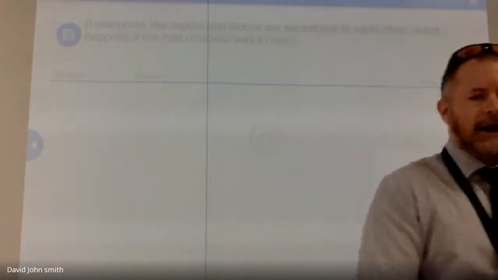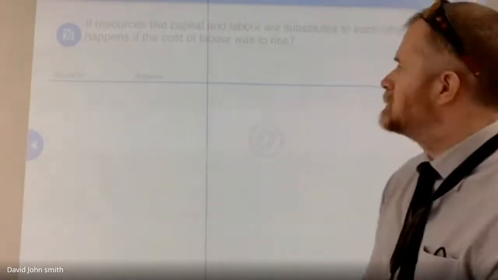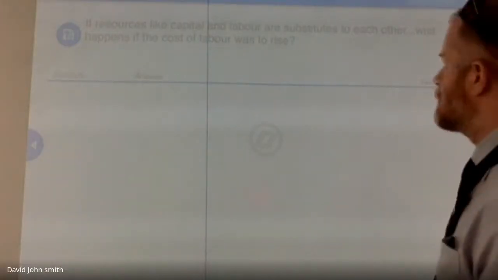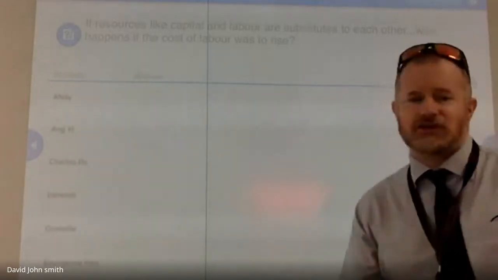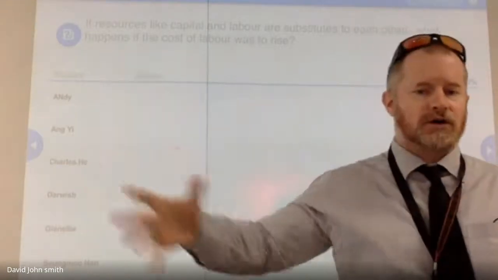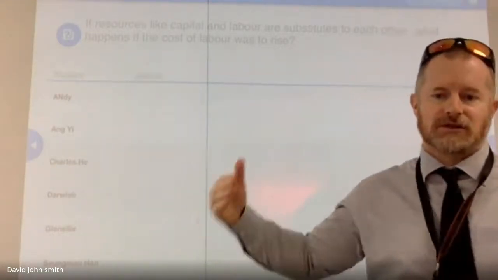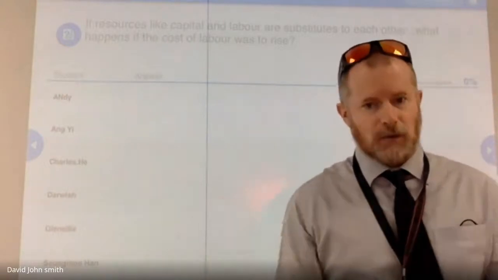Now, here is task number 2. If resources like capital and labor are substitutes for each other, what happens if the cost of labor was to rise? So labor is now more expensive. What do you expect to happen with regards to the decisions the business is making about whether to employ capital or labor? Go.